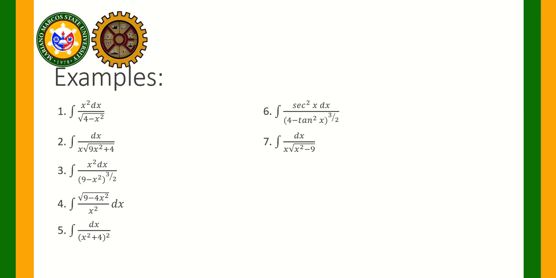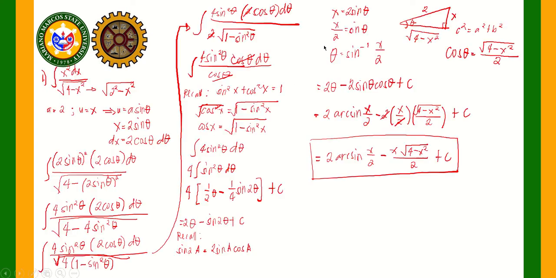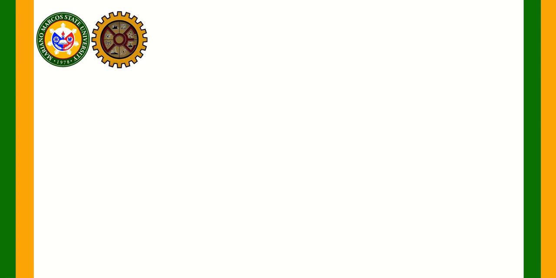Okay, so let's try example number 2. The integral of dx over x times the square root of 9x squared plus 4. So let's try this one. Sulat muna natin dito. Number 2. The integral of dx over x times the square root of 9x squared plus 4.